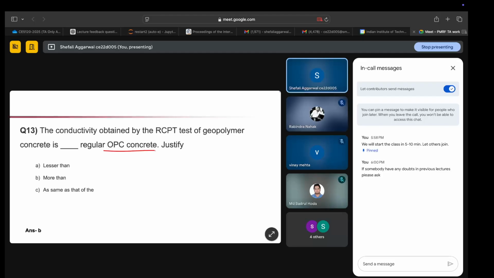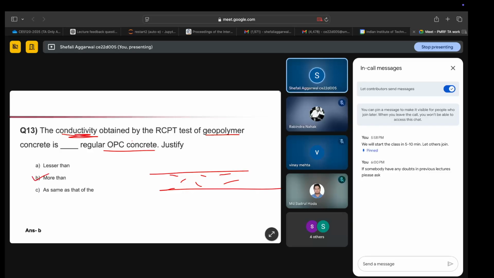Why? Because in geopolymer concrete, what will happen? Your fibers will make a path for charge to pass from one end to another end, and in that case your conductivity will be higher, or your resistivity will be lower. So the conductivity of geopolymer concrete will always be more than that of OPC concrete.